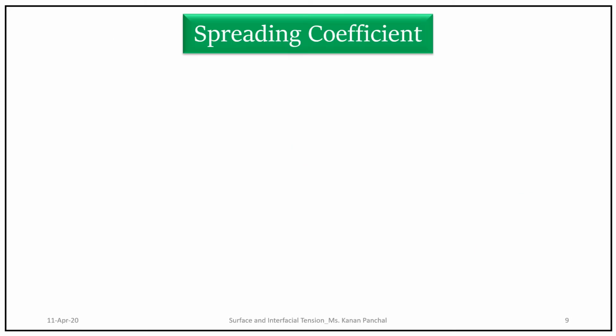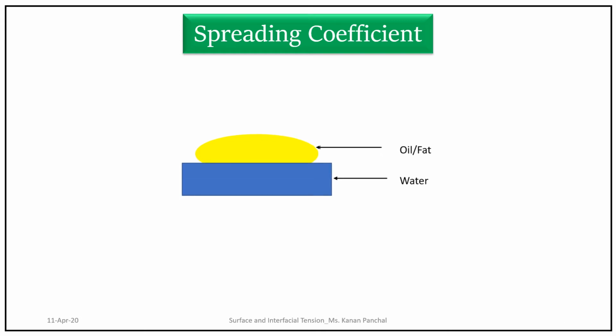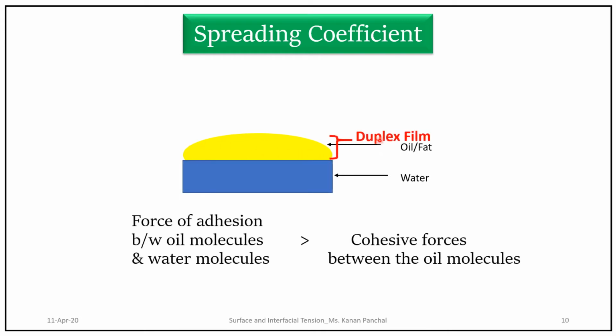Now let's understand spreading coefficient. Let us take an example of water and oil put up on the water. As soon as you put this oil or fat, it spreads and forms a duplex film. This is called a duplex film as one of its surfaces is exposed to water and one is exposed to the atmospheric air. However, both of these surfaces do not interact with each other and do not have any effect on each other.